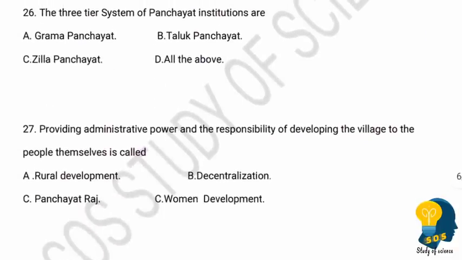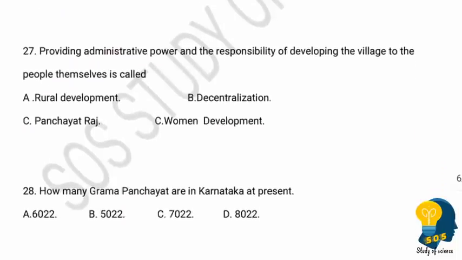The three-tier system of Panchayat Raj institutions are, and the options are A. Gram Panchayat, B. Taluk Panchayat, C. Zilla Panchayat, D. All of the above. And the right answer is D. All of the above.